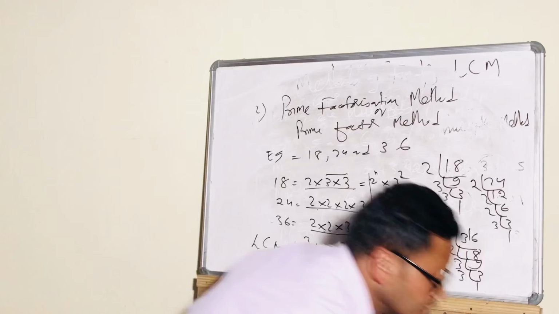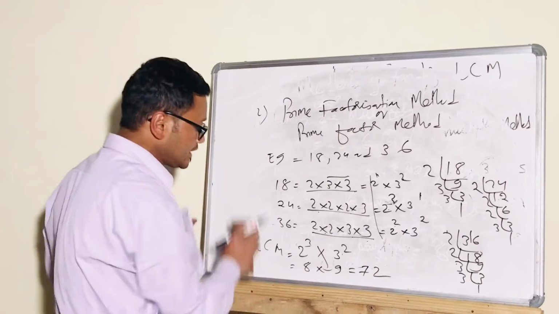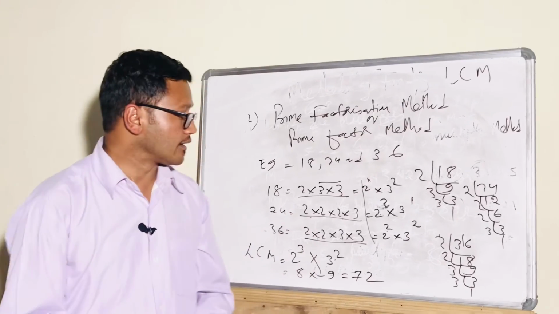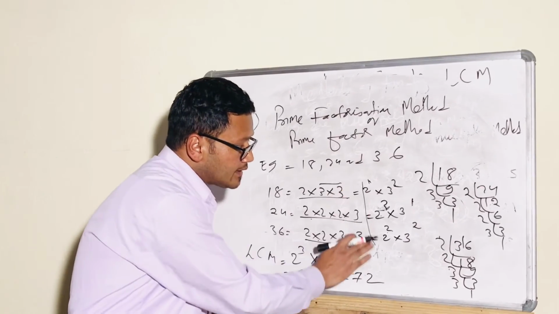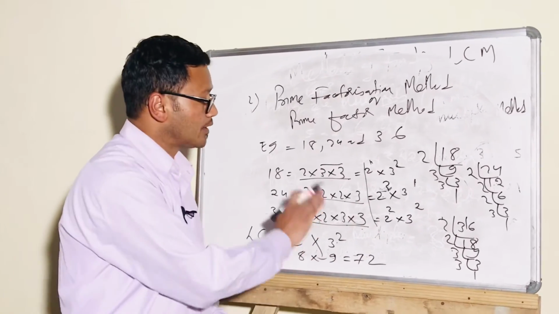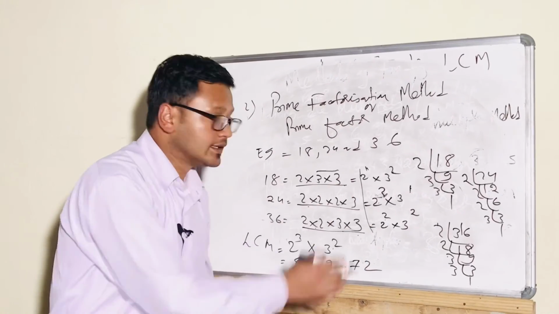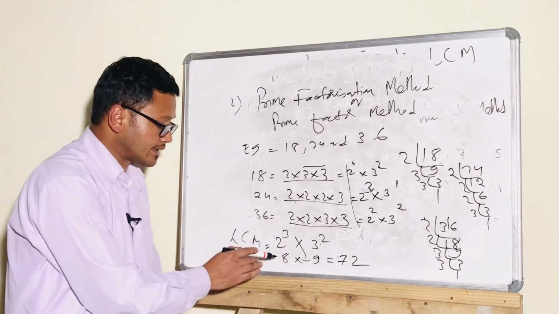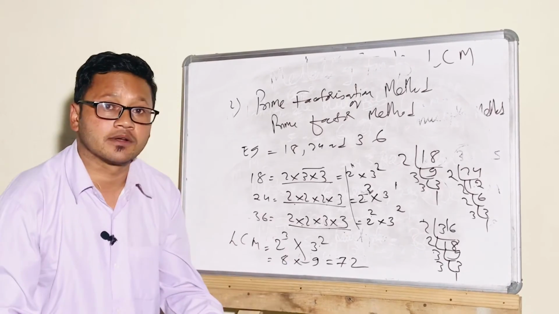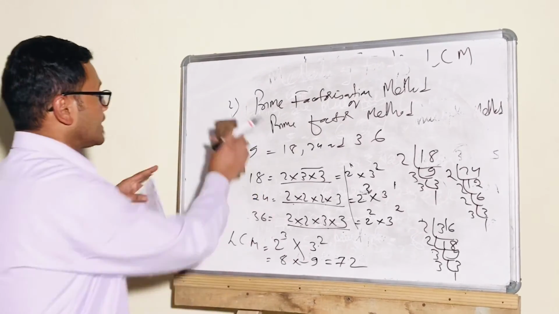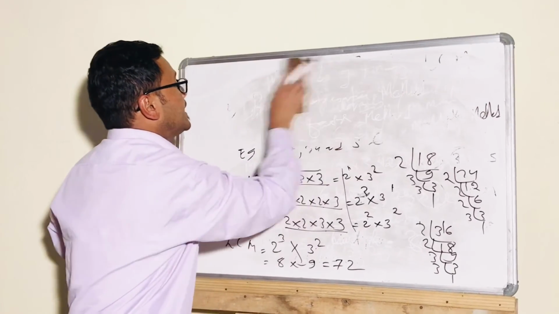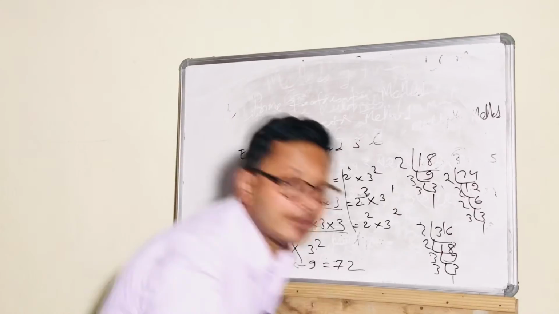Now I want to tell you one thing. This LCM, 8 nines are 72. Many students are confused. They think we have to take the common number only, like 2 common, 3 common. We have to take the common number only, not like that. I want to make this clear by giving another example.